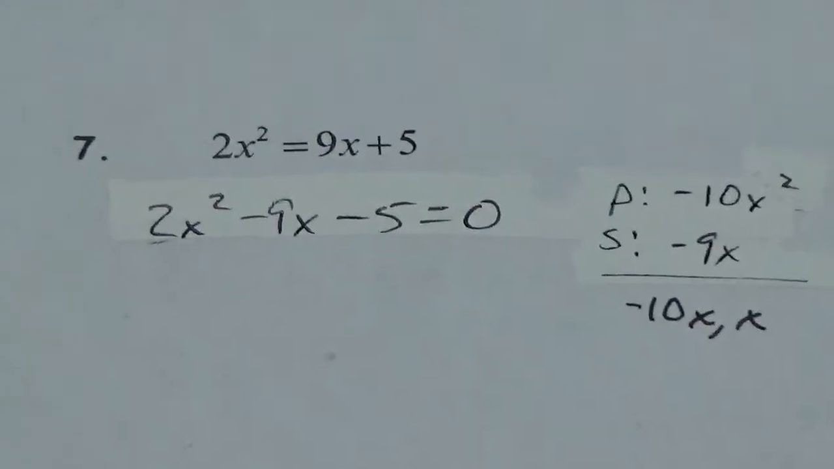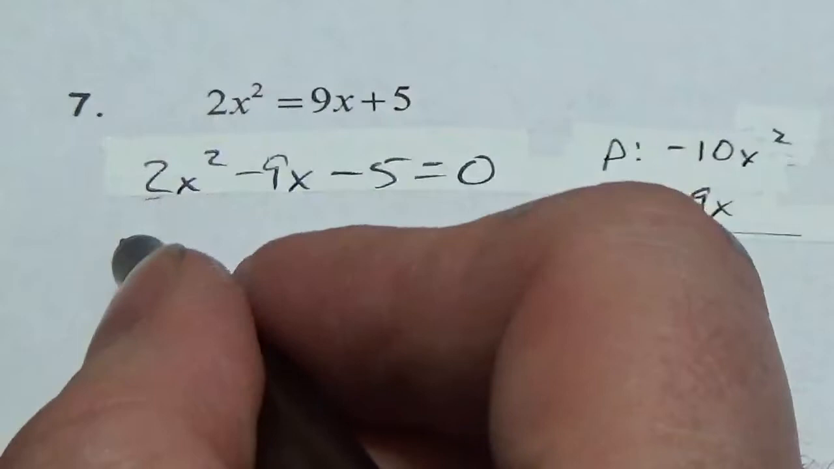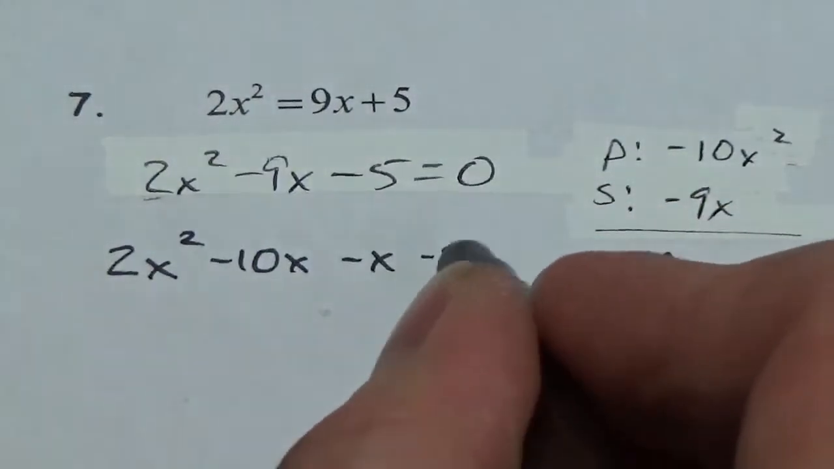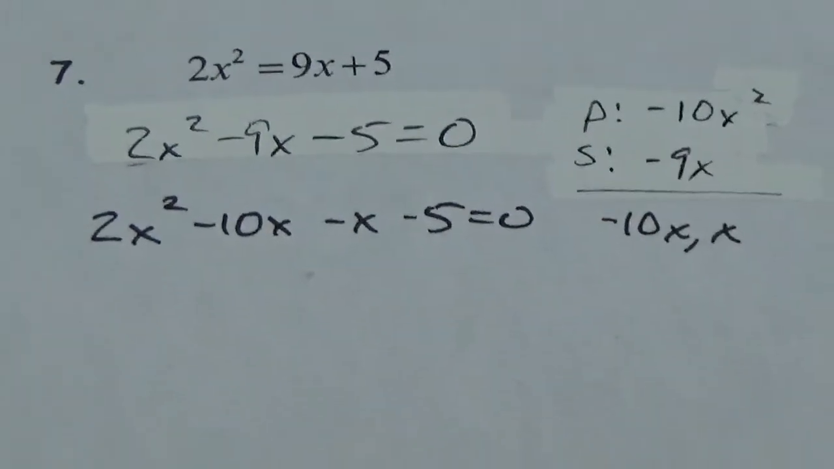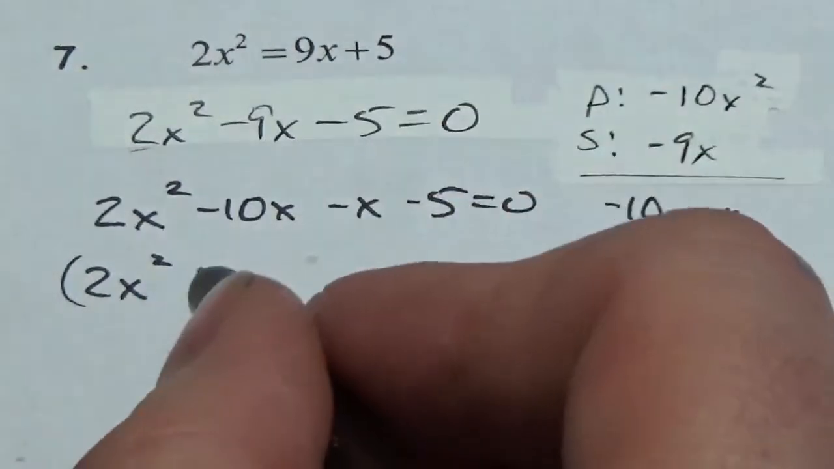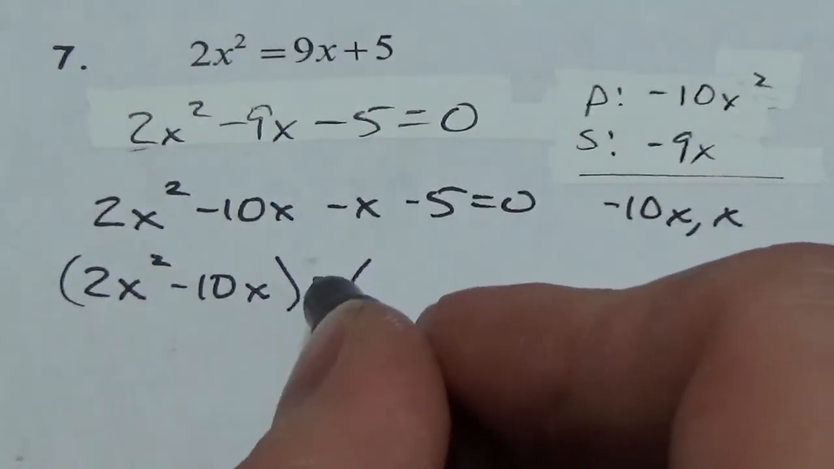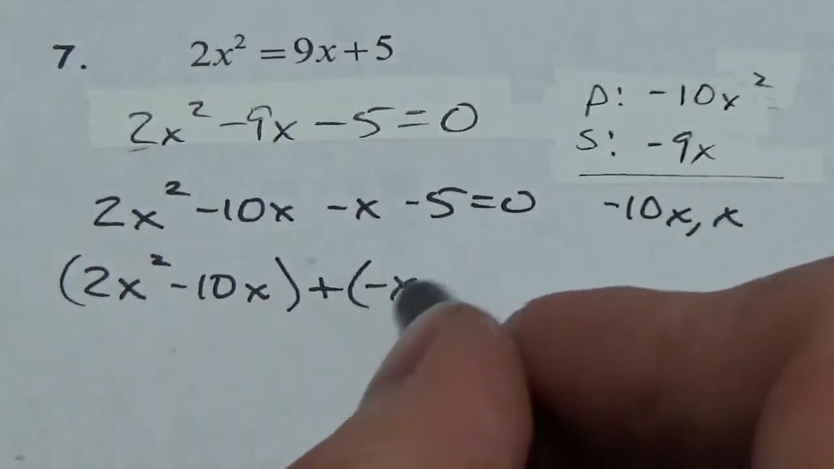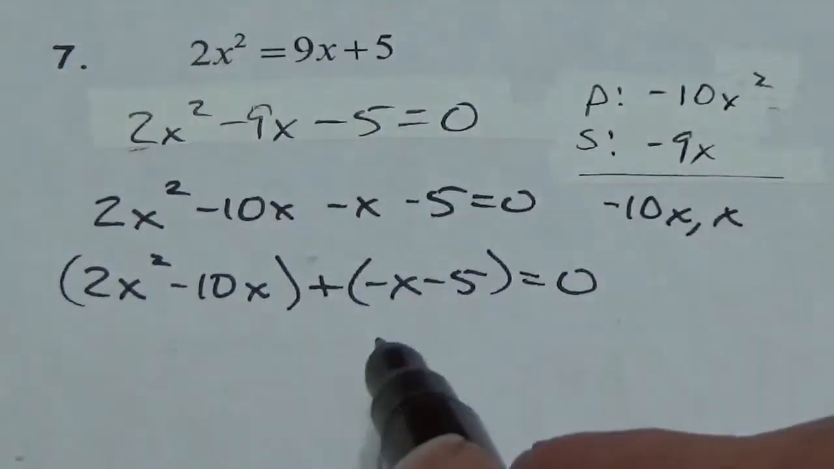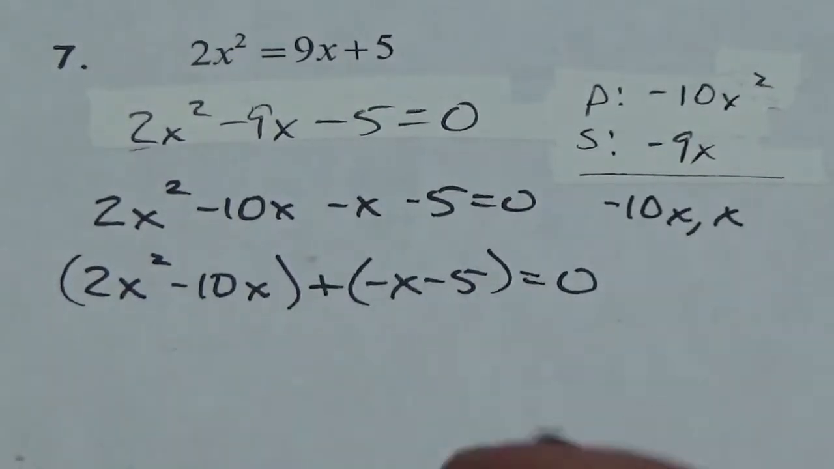Okay? And so now what I can do is I'm going to go over here. I'm going to rewrite that negative 9x. So I'm going to make this 2x squared minus 10x minus x minus 5 equals 0. And now I can use decomposition. I can use grouping, okay, which is the second half of decomposition here. So, and remember, I'm going to split this up. So my first two terms are grouped together, my last two terms are grouped together, but that negative sign is always going to get shoved over, okay, and I'm going to put a big positive sign in between.